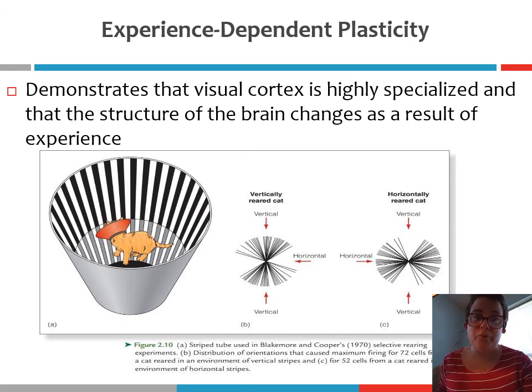Okay, so the brain can actually change its very structure in response to what it is exposed to, right? And whenever we talk about the brain being highly malleable and responsive to changes in experience, that's something we refer to as plasticity, right? So this demonstrates a lot of specialization in the visual cortex at the level of individual neurons, and it also illustrates something called plasticity.